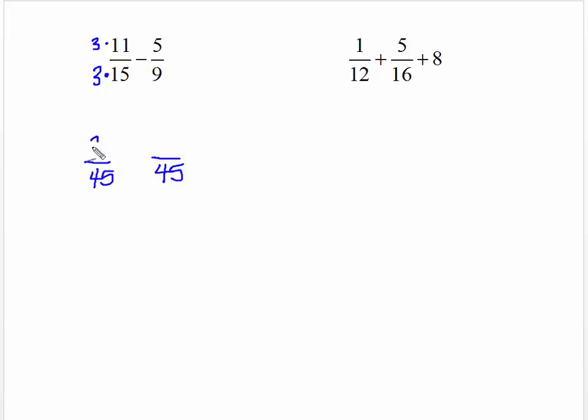So again, 3 times 11 will give me 33. It's a subtraction problem. And then I look to convert this fraction. So 9 times 5 is 45. So 5 times 5 is 25. And now that I have the same denominator, I can subtract or combine the tops. In this case, it's subtraction, so 33 minus 25 is 8 over the same consistent denominator. And again, always look to see if you can simplify your answer. In this case, 8 and 45 have no common factors, so I'm done.